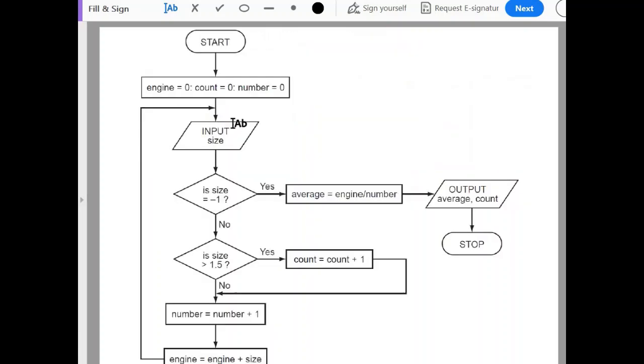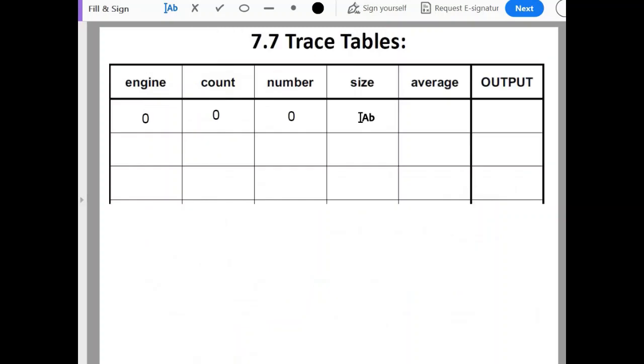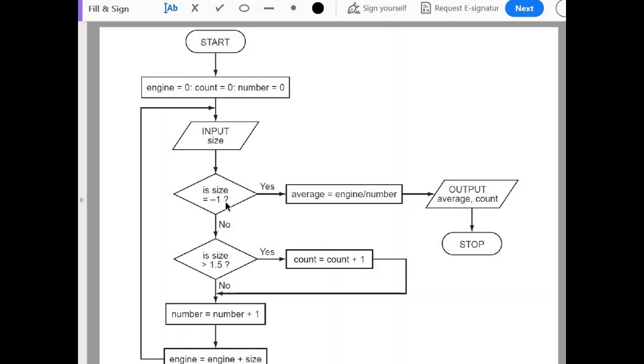Input size. The first size is 1.8. Is size equal to -1? No, 1.8 is not equal to -1. Is size greater than 1.5? Yes, 1.8 is greater than 1.5.